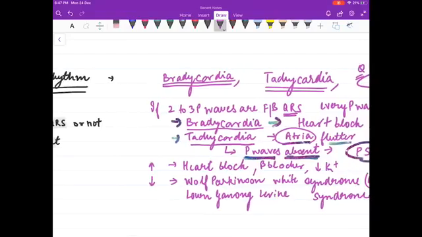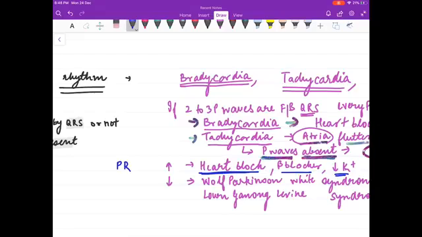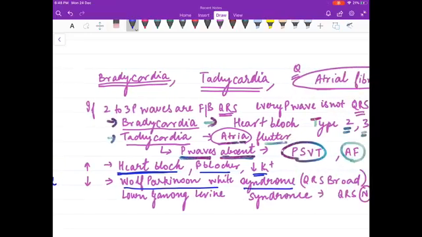PR interval. We have to see whether it is increased or not. If the PR interval is increased, we see it in heart block, beta blocker use, and hypokalemia. These are the ECGs in which we see the PR interval is increased, and PR interval decreased we see in Wolff-Parkinson-White syndrome and Lown-Ganong-Levine syndrome.